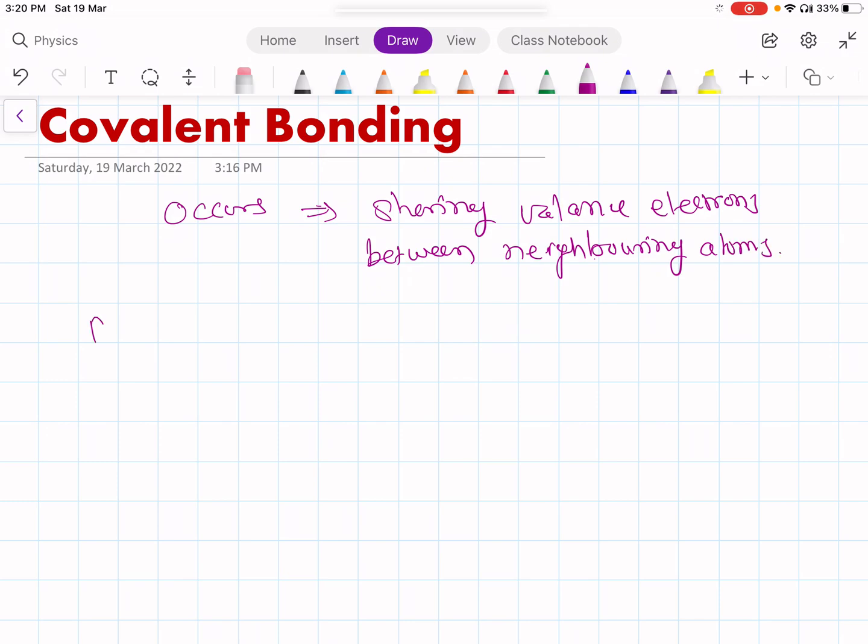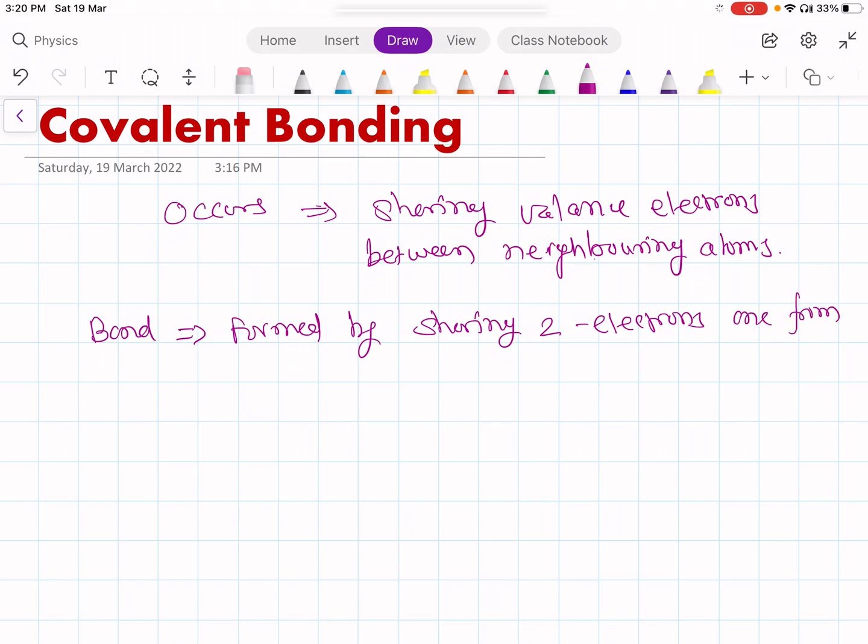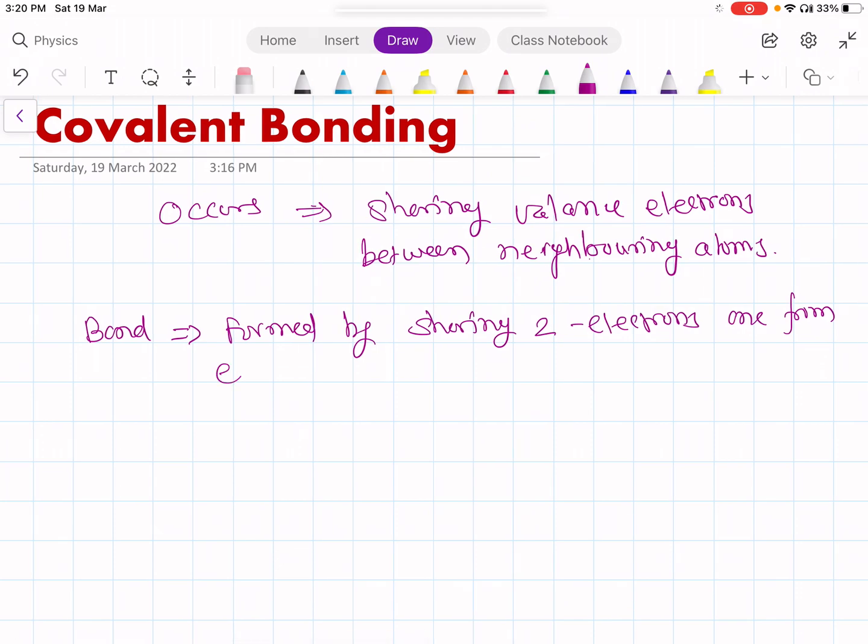So this bond is formed by two electrons. This is formed by sharing two electrons, one from each atom, which participate in the bond.